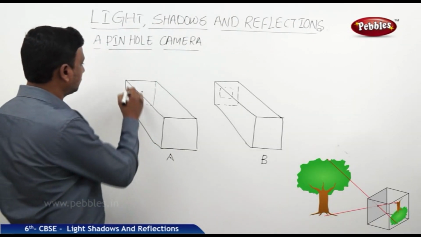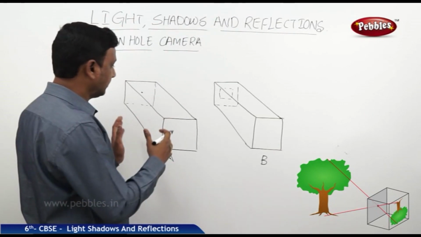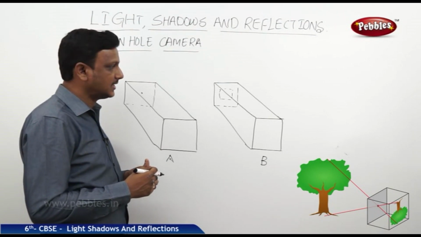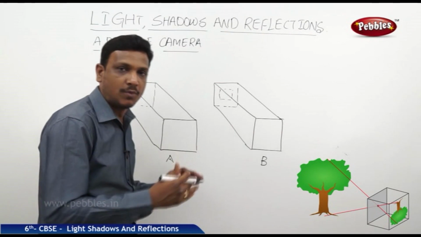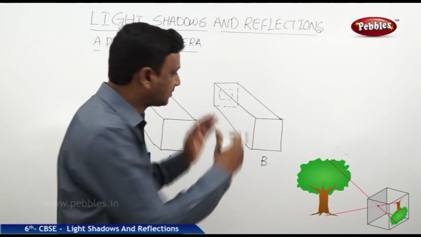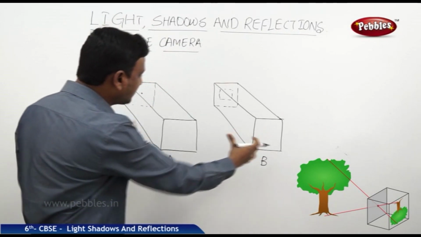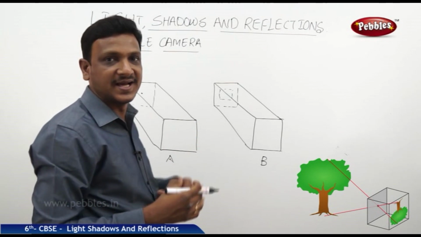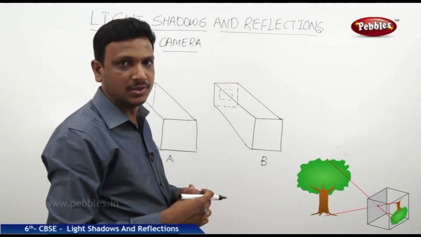So here we have taken a cardboard box. It's a rectangular, hollow cardboard box. We have taken one more cardboard box which is smaller in size, that means the smaller one fits in the bigger one. But when you fix the smaller one in the bigger one, there should be no gap. It should be tight, so that no light enters into the box.